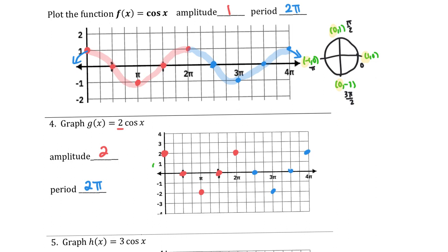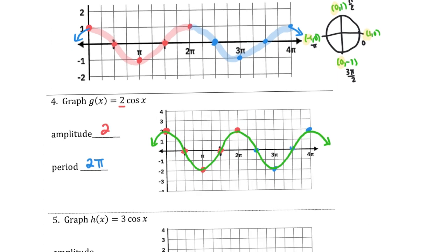Okay, let me sketch it. It should look curved, even though it doesn't start in the middle of the curve. Okay, and it does keep going, and I pretend like it's going to keep going in the correct direction. It just keeps going up and down because it's a cosine curve.